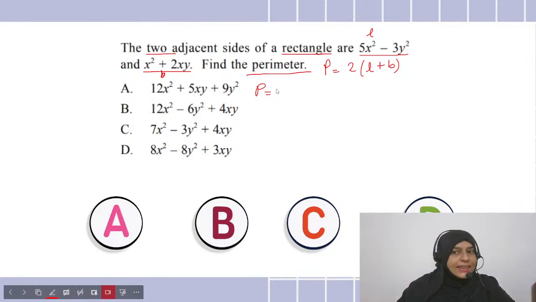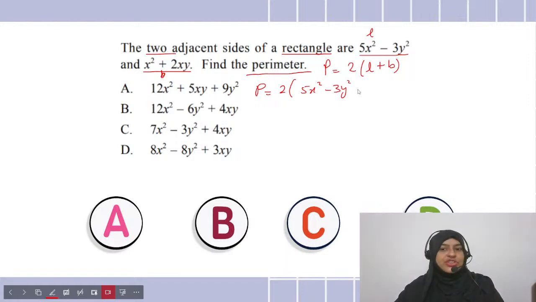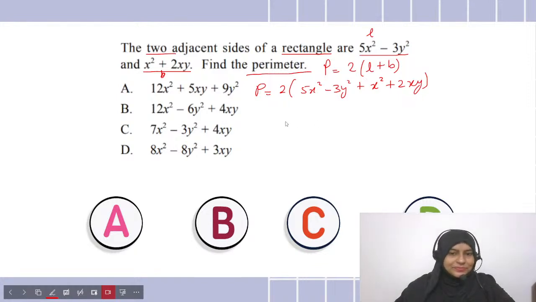So what is the length here? The expression for length is 5x square minus 3y square. What is the expression of breadth? The expression of breadth is x square plus 2xy. Okay. Simple. Speed up your writing, all of you.